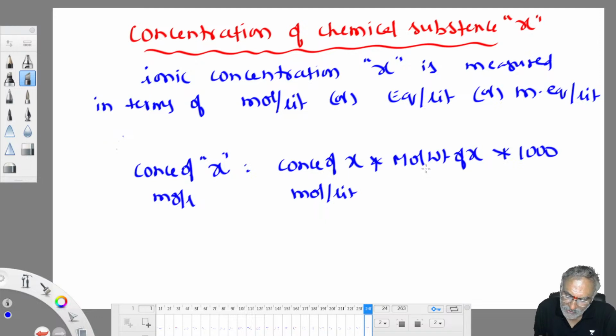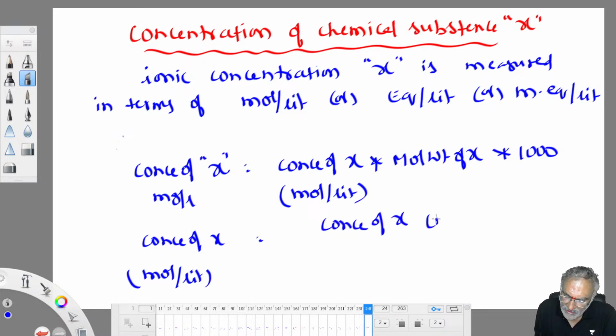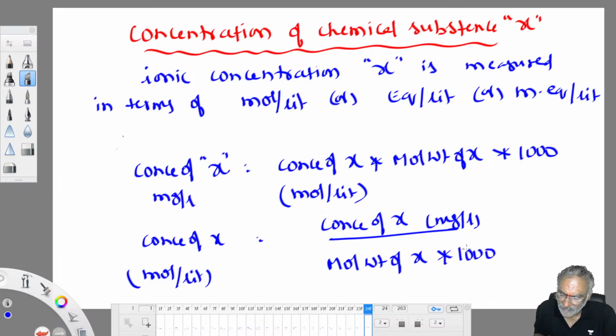Then moles per liter is converted into milligram per liter. Similarly, concentration of X in moles per liter is equal to the concentration of X given in milligram per liter divided by the molecular weight of X into 1000. Okay? This is how we can work it out.